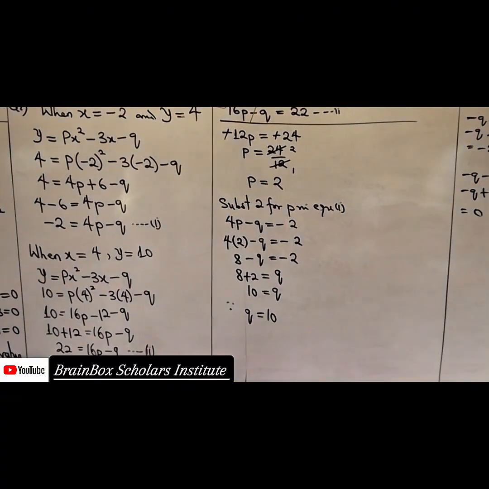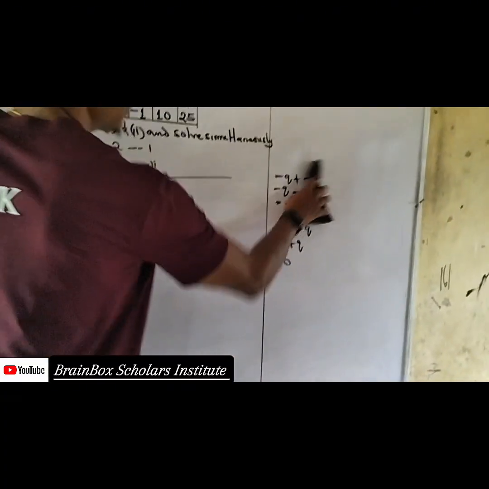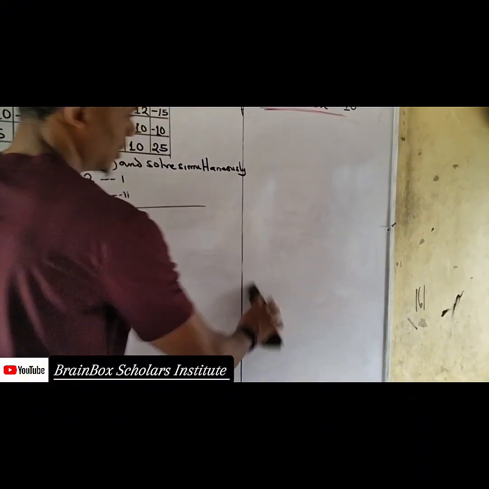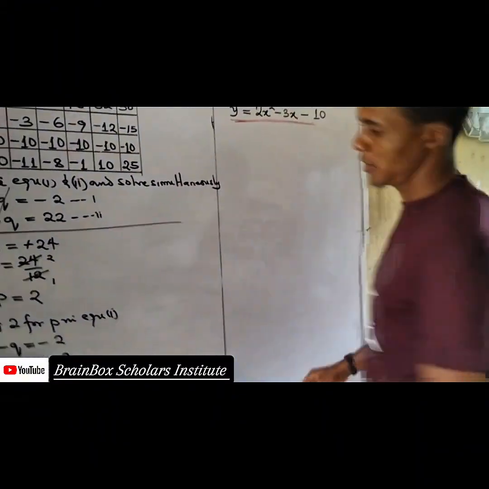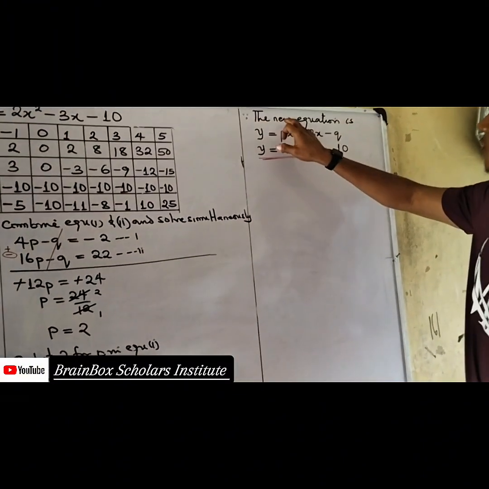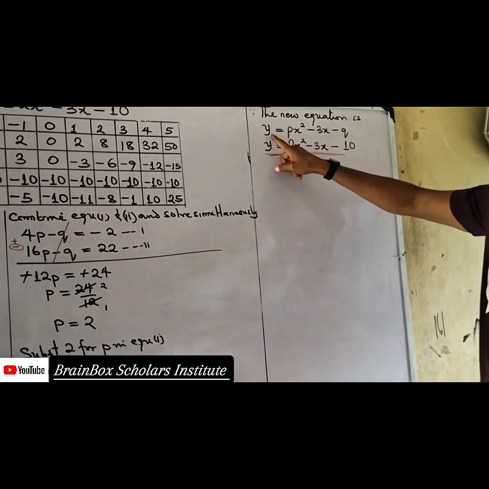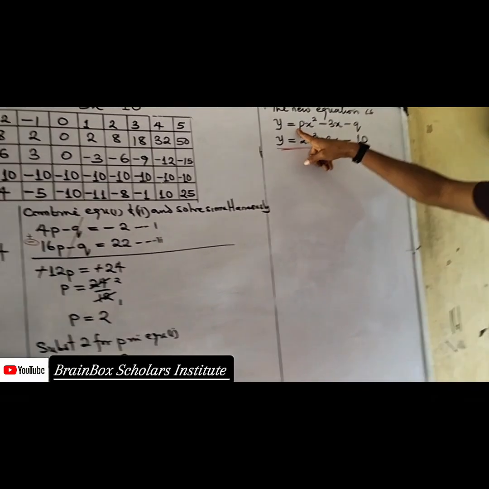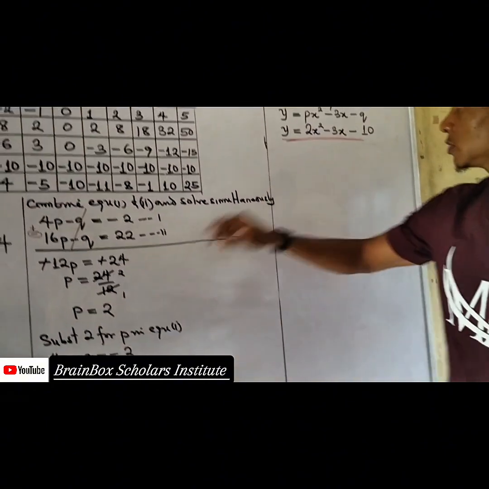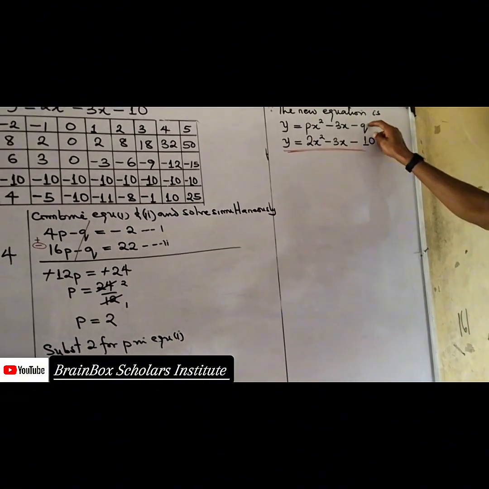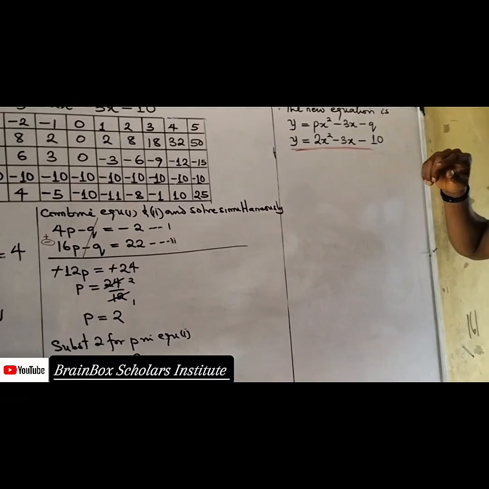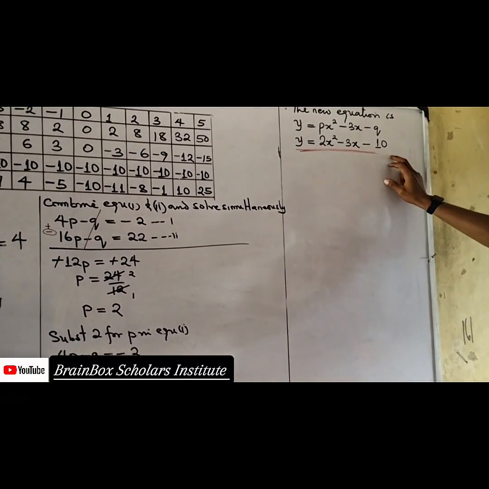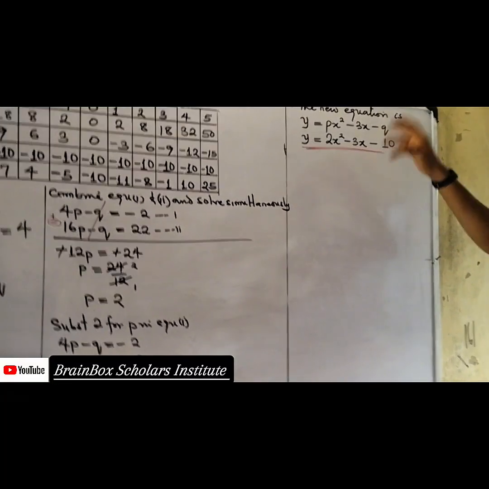Alright, so let's go to the next one. Now, what will be the new equation? The new equation will be Y is equal to PX squared minus P minus Q. Now, I've gotten P as 2, I'll replace it here. And I've gotten Q as 10. So this becomes the new equation I'm going to use in solving.